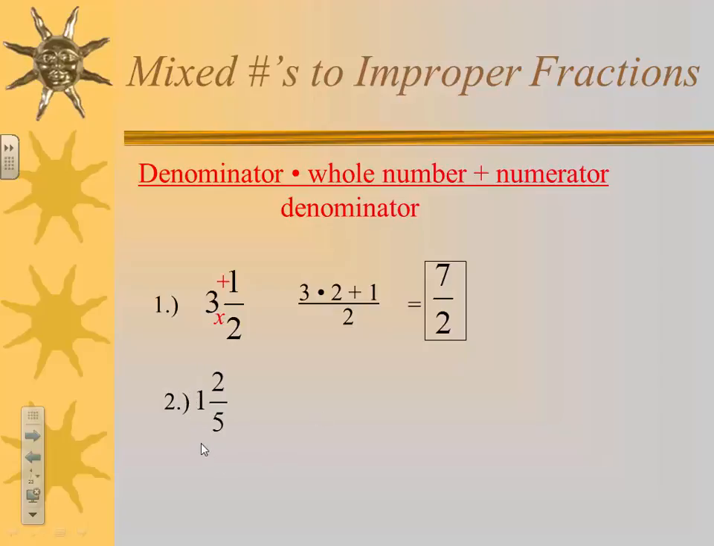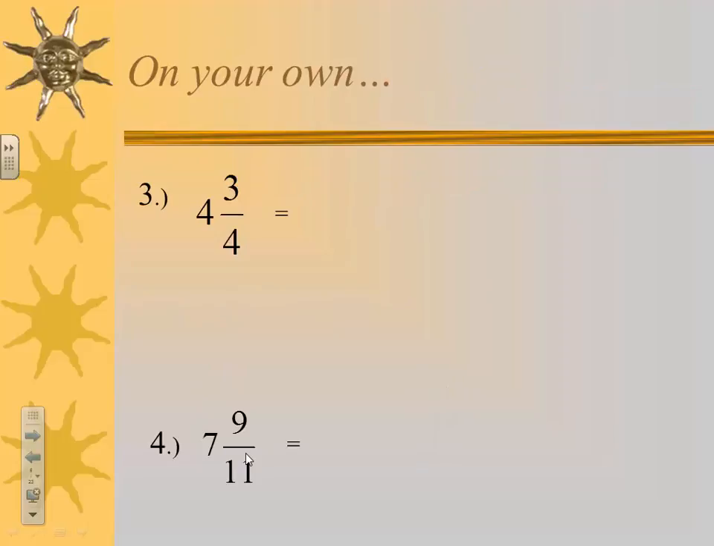So we'll try another one here. 5 times 1 is 5, plus 2 is 7, and we keep the denominator the same. Looks like on your paper for some reason it says 2 1/2. You might want to change that to 3 1/2. I apologize. All right, if you would please hit pause and try those two.